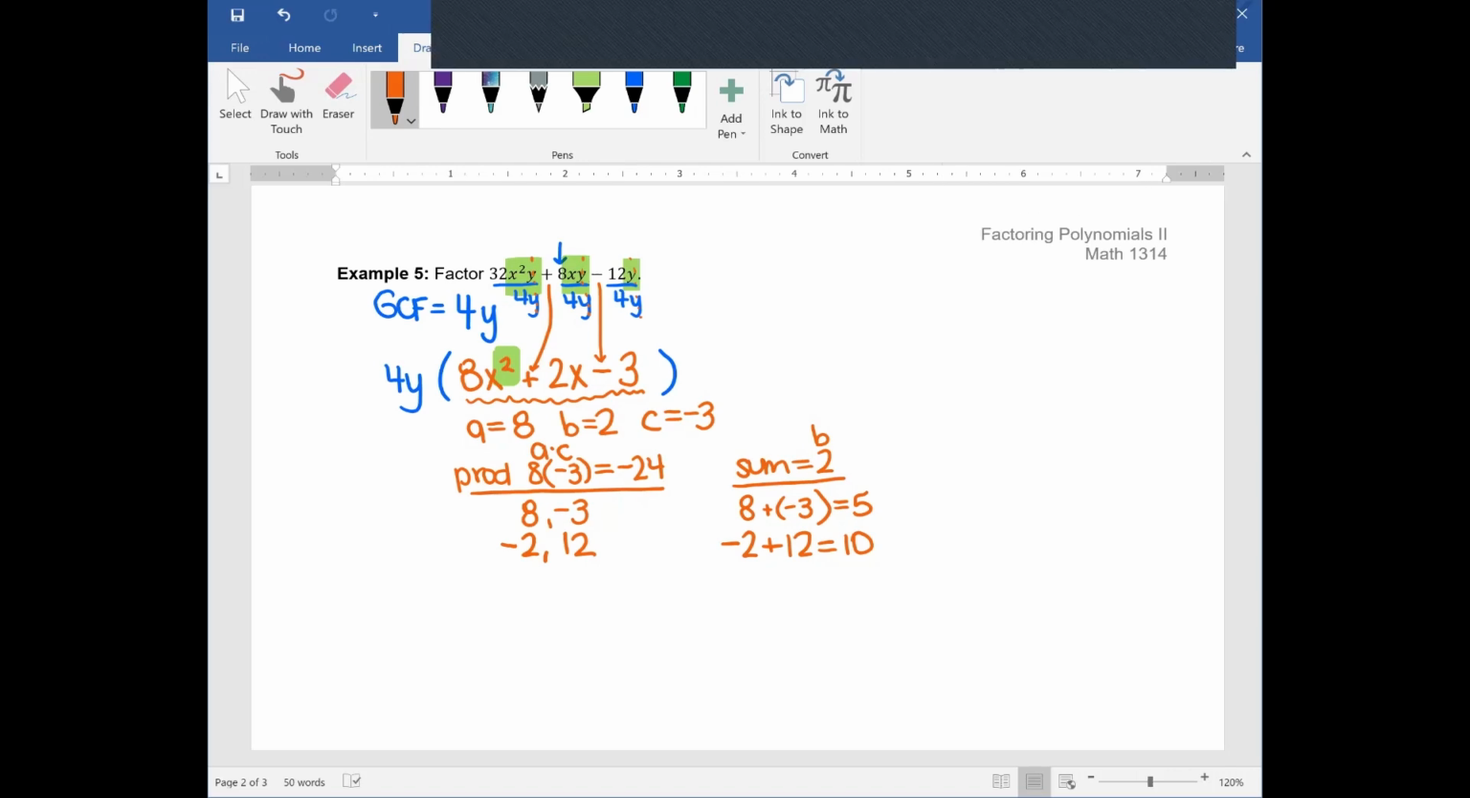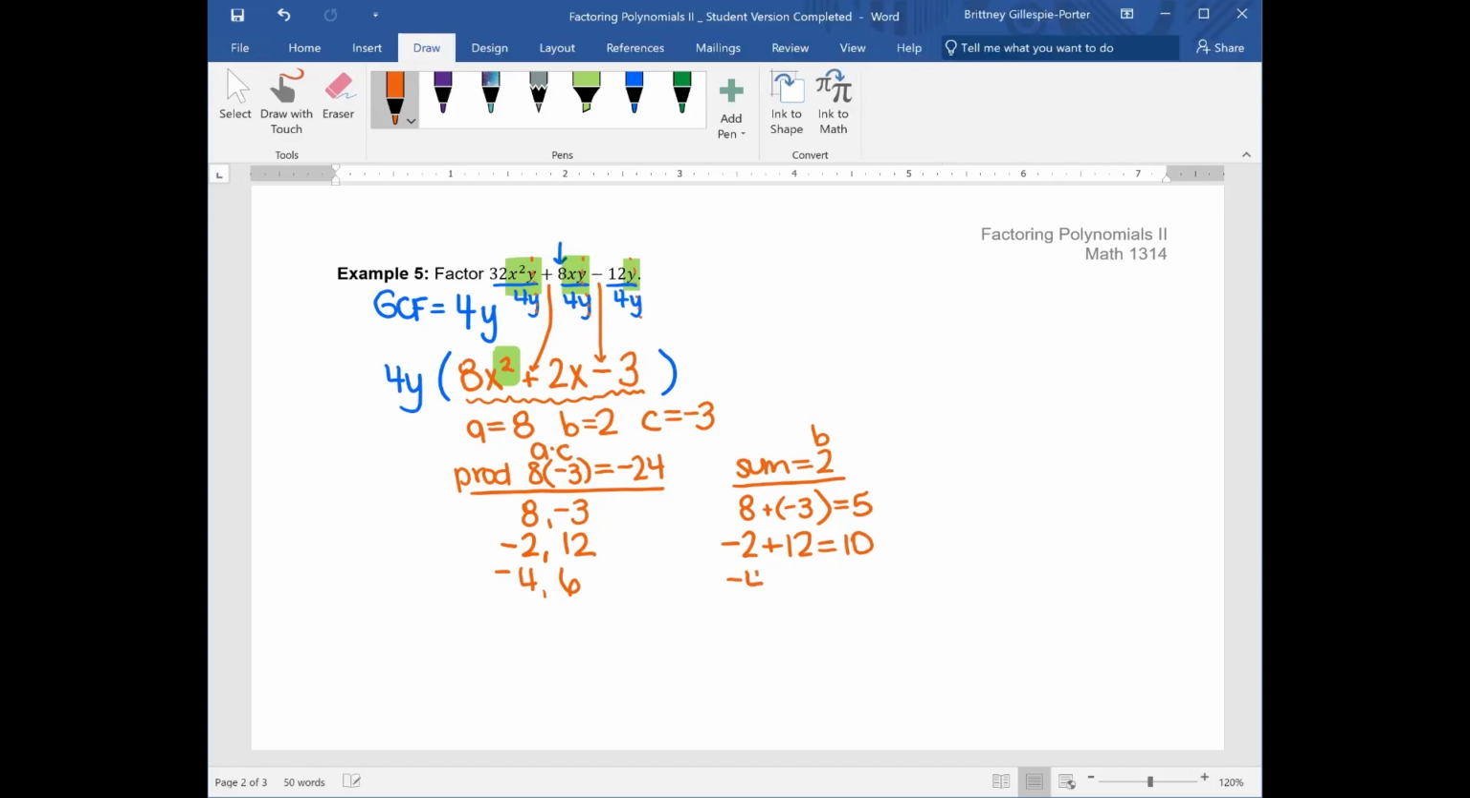Let's try something else. We went down from 3. Let's go up from 3. So 24 divided by 4 gets us 6, which means that 4 times 6 gets us 24. We need one of them to be negative. So I need -4 plus 6 gets me to my +2, which means I found my magic numbers. Inside the parentheses, I was working with x. So I'm going to have x minus 4 times x plus 6. And we need to divide by 8 because that was our a.